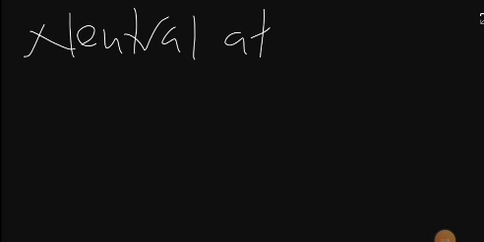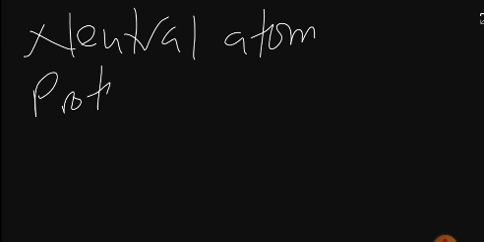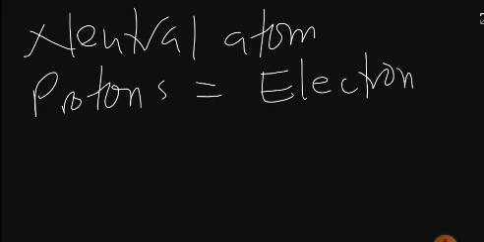Now we know that in a neutral atom, the number of protons is equal to the number of electrons. So a neutral atom is an atom that has the same number of protons as electrons. So the proton number and the electron number are the same.